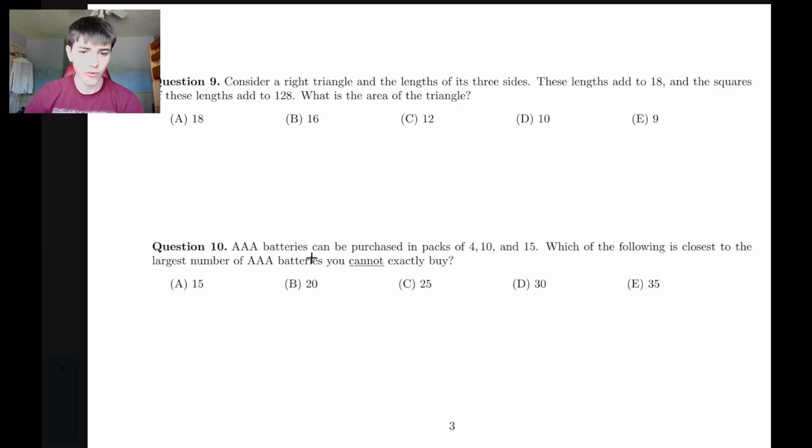Question 10. AAA batteries can be purchased in packs of 4, 10, and 15. Which of the following is closest to the largest number of AAA batteries you cannot exactly buy?